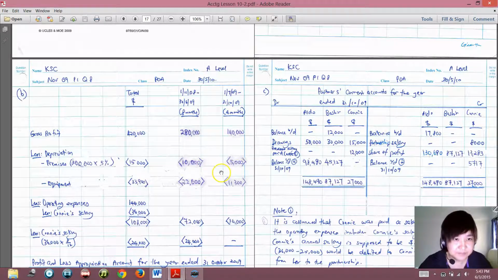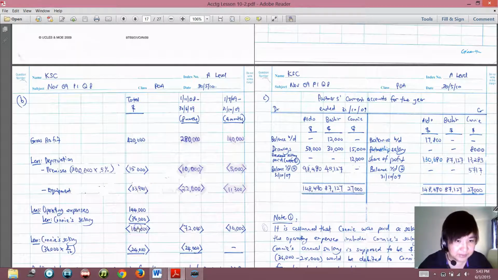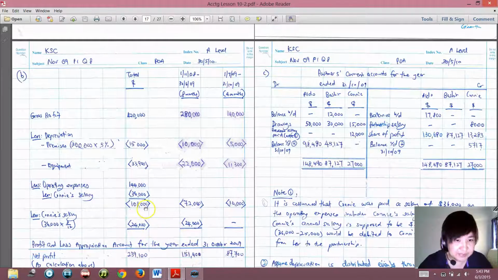Then for equipment, the depreciation is 33,900. In the same ratio, if you prorate, it will be this and this. Now in the trial balance, operating expenses including Connie's salary is 144,000. Why don't I exclude Connie's salary first? If I exclude Connie's salary, operating expenses excluding Connie's salary is 108,000.